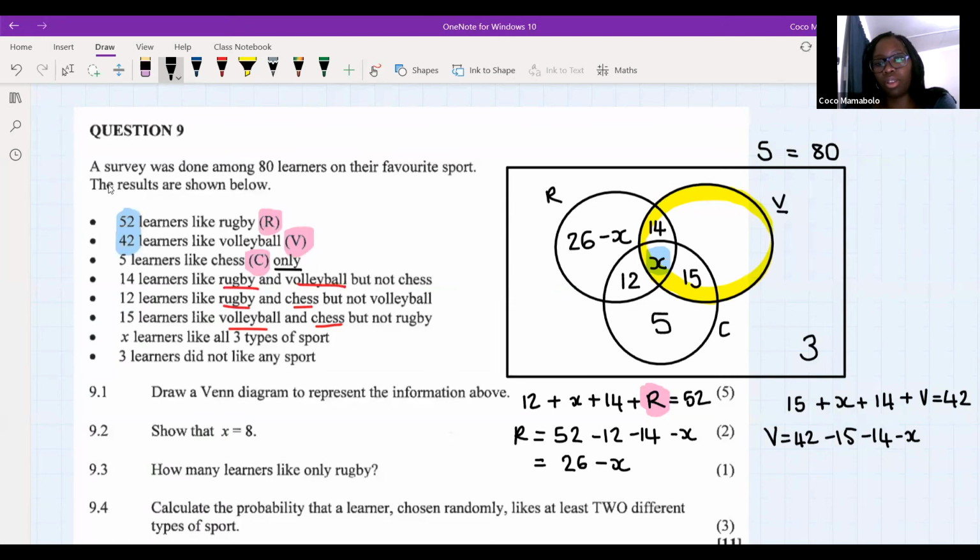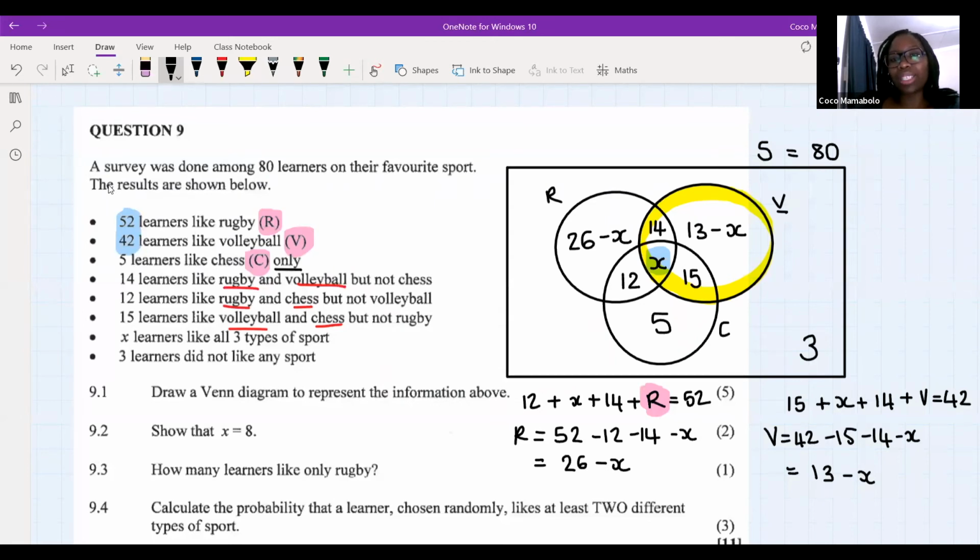Excellent. I agree with you guys. It's 13 minus X. All right. So volleyball will be 13 minus X. Excellent. Thank you, Ntokozo. All right.